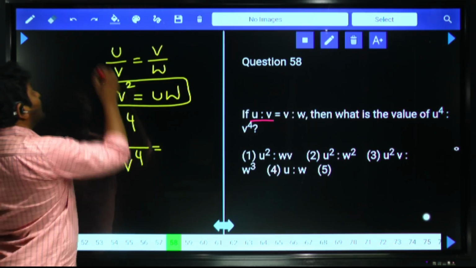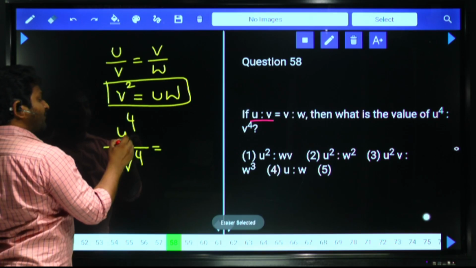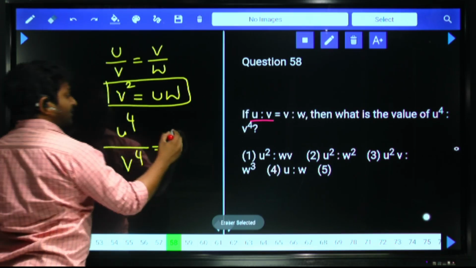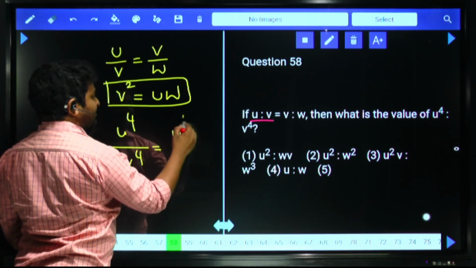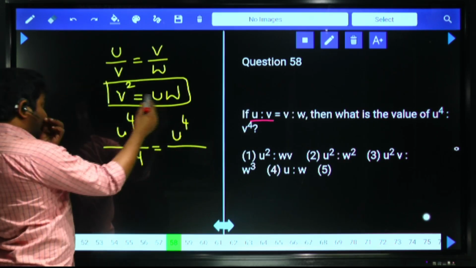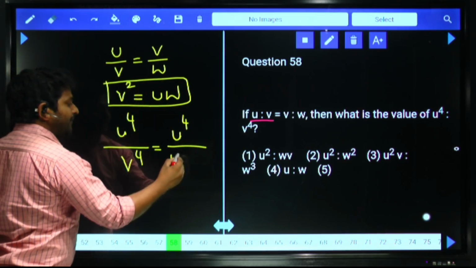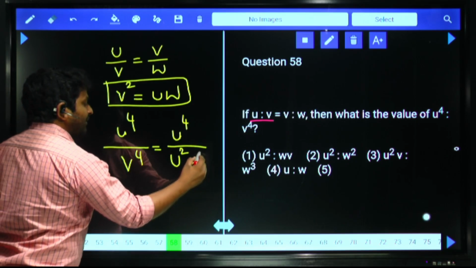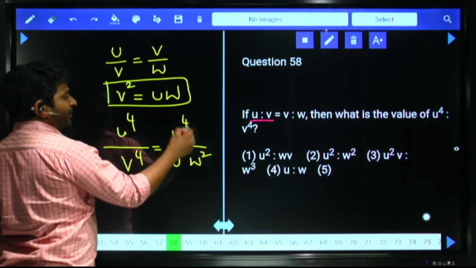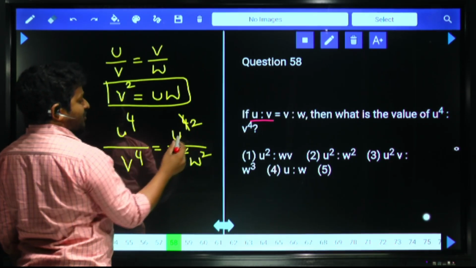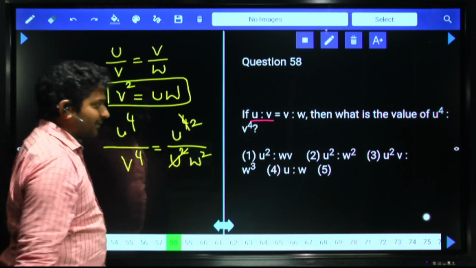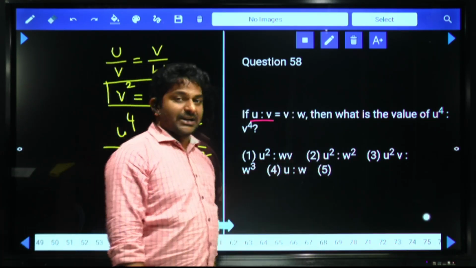Now, u power 4 divided by v power 4 can be written as u power 4 over v square whole square, meaning u square by w square. Square and power get cancelled. So the answer is u square by w square, second option answer.